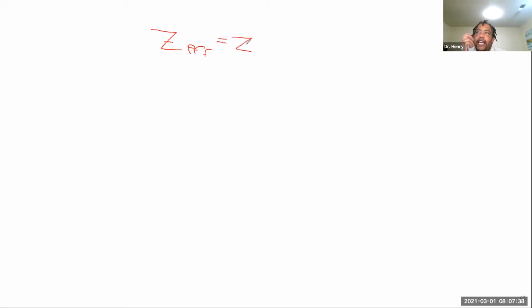equals Z. And I hate this because you're going to see Z a couple other times. We start running out of letters, and so we start recycling them. So we have Z minus S, where S equals total electrons minus valence electrons. You guys remember that? Yeah.